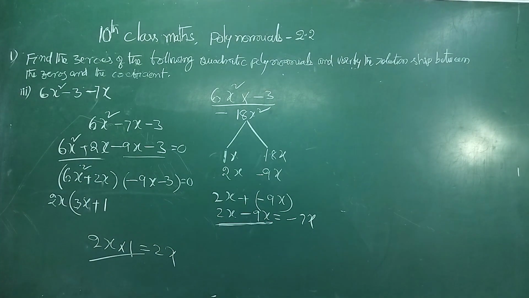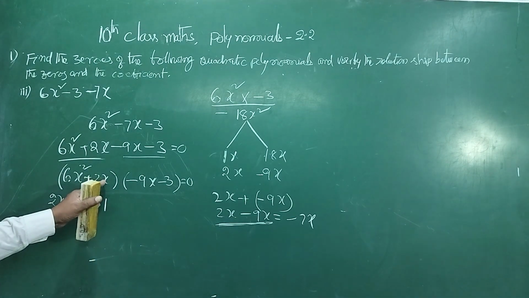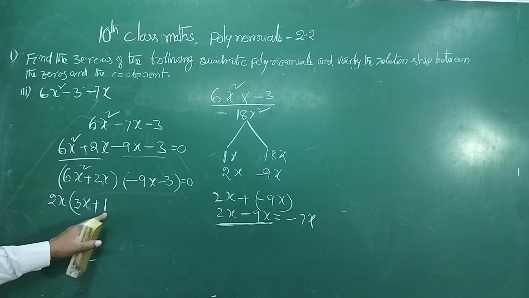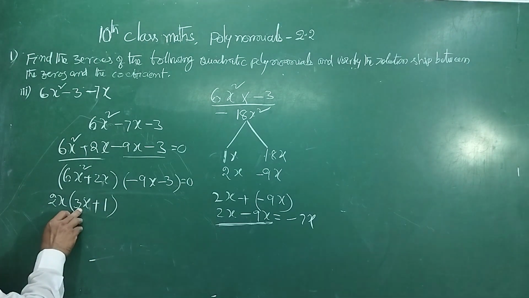So 1 will remain here. When we bring out 2x, what will 1 be? Only 1 will be there. 2x is equal to 2x. No change at all.